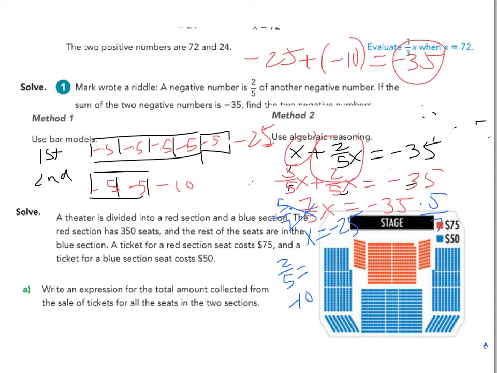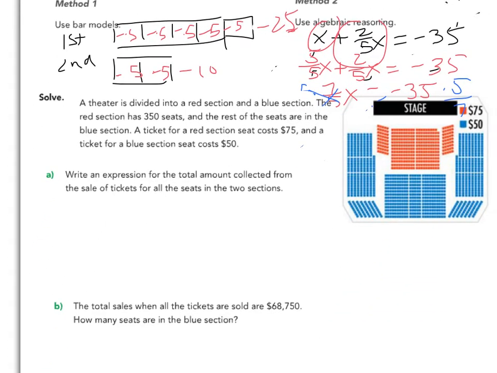Okay, I'm going to read the one about the theater to you, and then I'm going to turn it off and try to have you set it up, and then I'll do it step by step with you to see if we can get it together. All right, so here we go. A theater is divided into a red section and a blue section. If you look at the picture, the red section has 350 seats, and the rest of the seats are in the blue section. The tickets in the red section cost $75. The tickets in the blue section cost $50, and that information is given to you in the table as well.